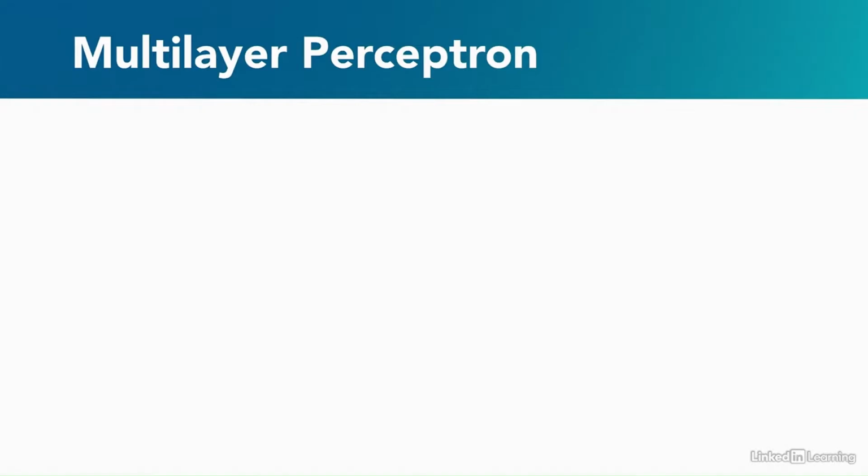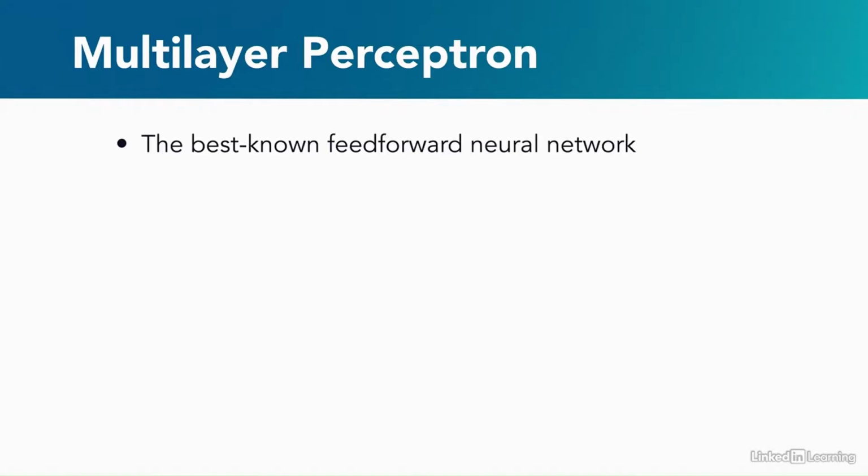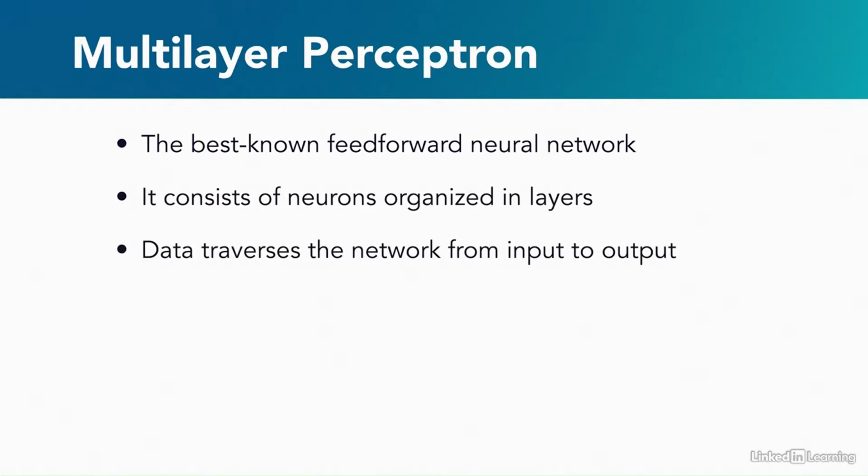the multilayer perceptron. This is the best known feed-forward neural network, and it's one of the oldest models of the brain. It consists of neurons organized in layers, and the data traverses the network from input to output. This is typically sketched from left to right.